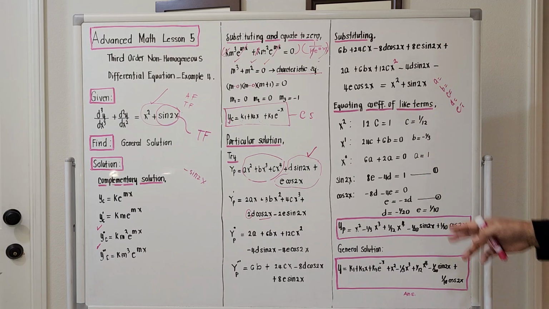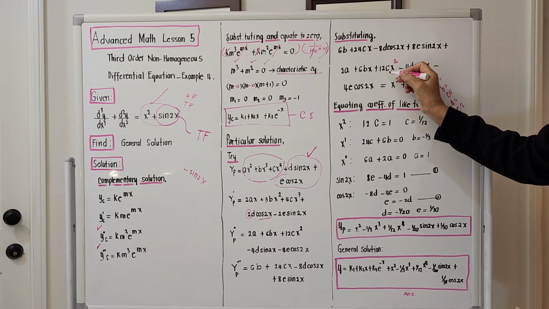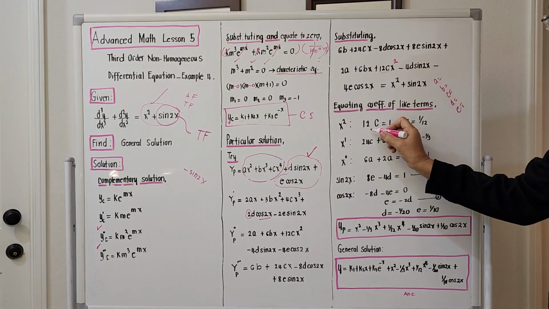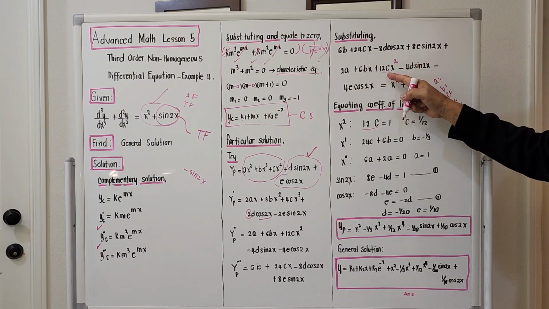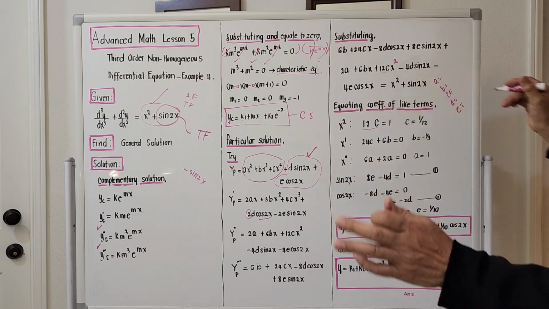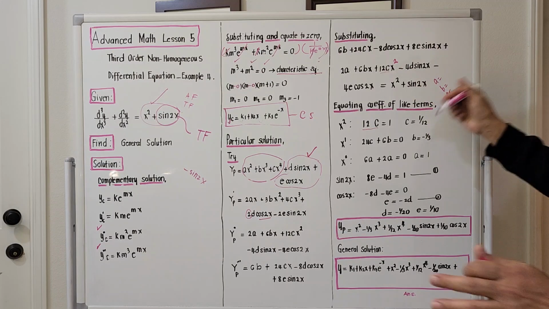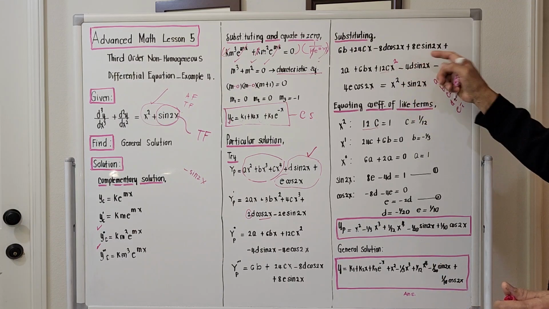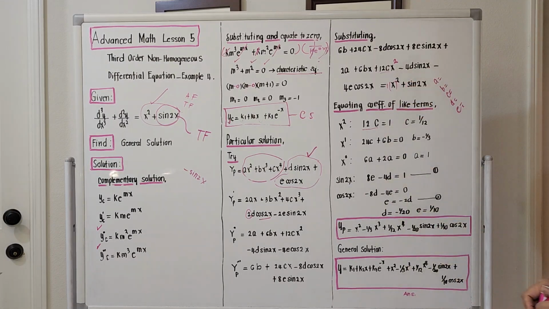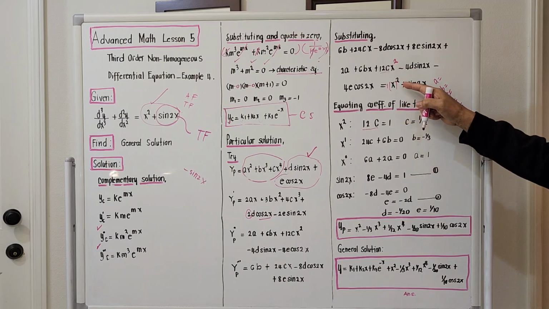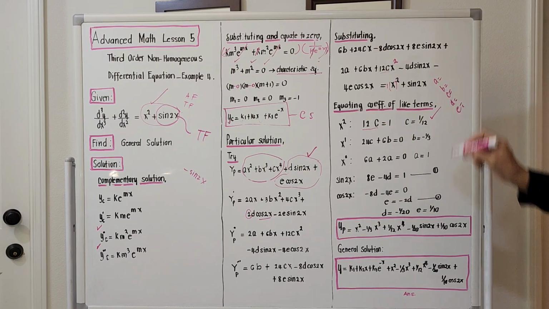We start with x squared. For the left hand side, the coefficient of x squared will be 12c. And no more x squared, except this one. And for the right hand side, the coefficient of the term that carries x squared is actually 1 times x squared, right? So the coefficient of x squared on the right hand side will be equal to 1. Therefore, c now will be 1/12.